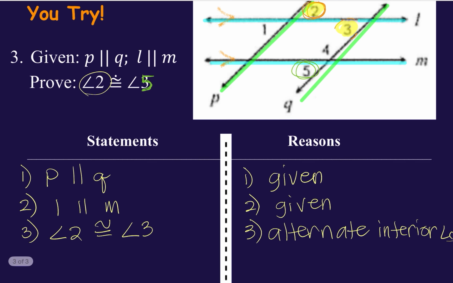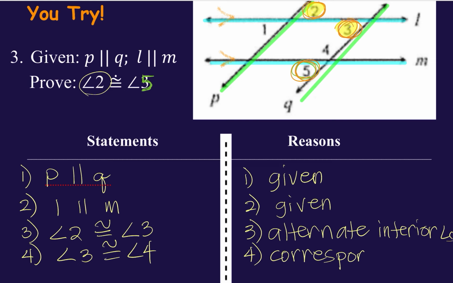Now, from that information, we can then introduce that angle 3 is congruent to angle 5. Angle 3 is right here and angle 5 is right here. They are called corresponding angles. So that would make our number 4 statement. And again, we mentioned that they're corresponding, so that is our reason, corresponding angles.